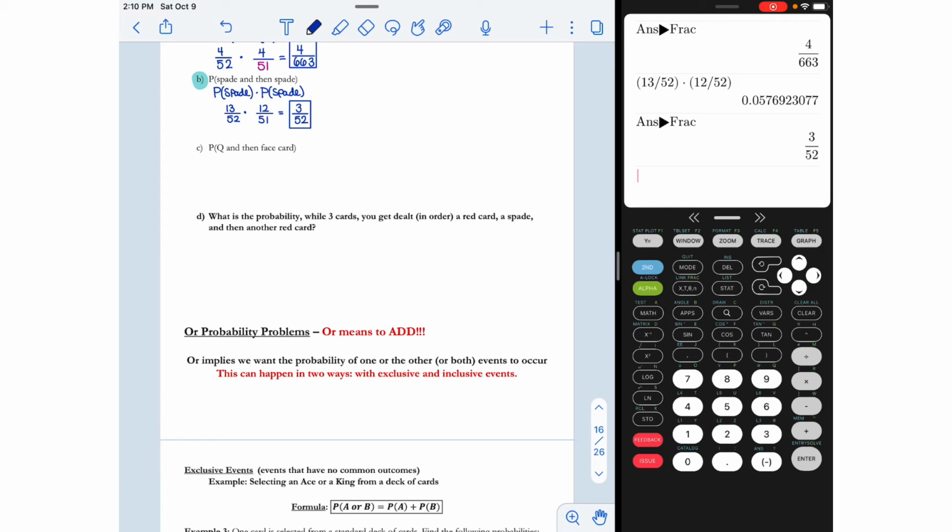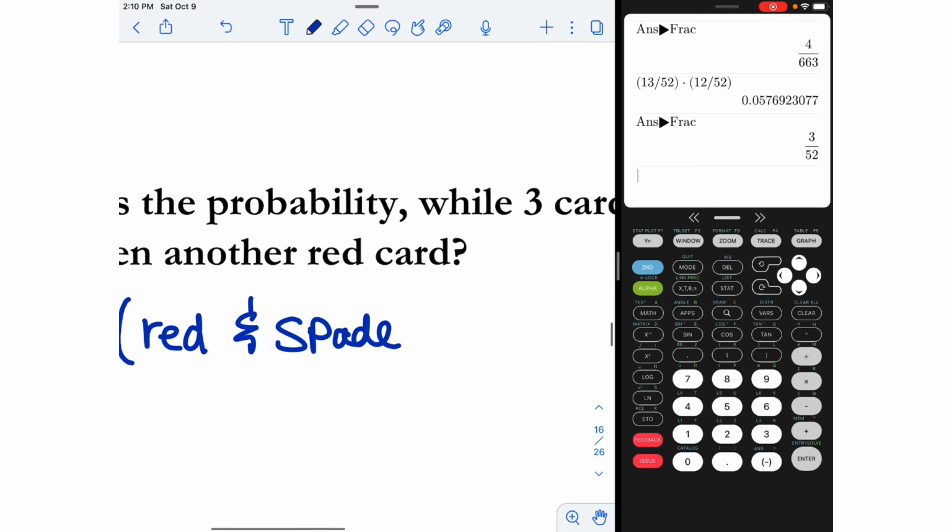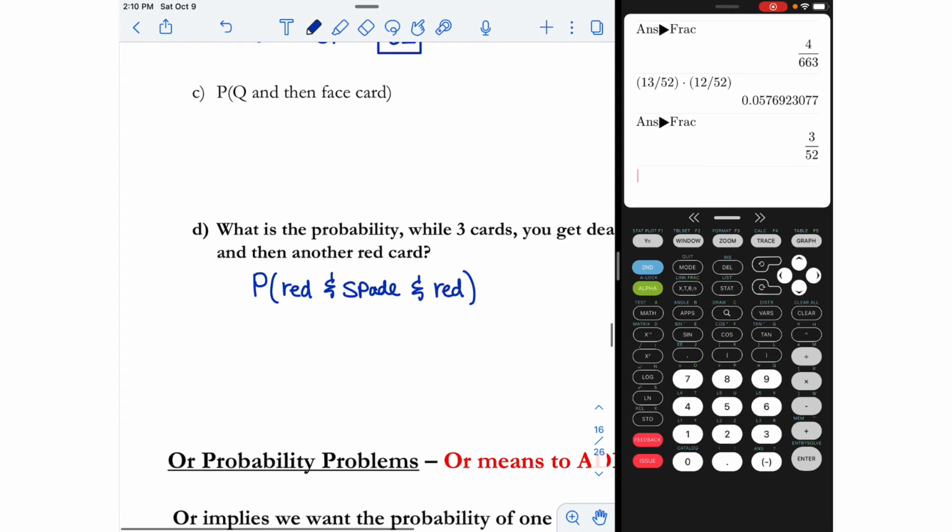I'm sorry, I was thinking, let's do part D. So it says, what is the probability that, I think that I have a typo here. Well, 3 cards, you get dealt in order a red card, a spade, and then another red card. So we want the probability that we get a red and a spade and another red. But we're being dealt cards. So when you deal cards, you don't replace. So all these probabilities are going to be slightly different.